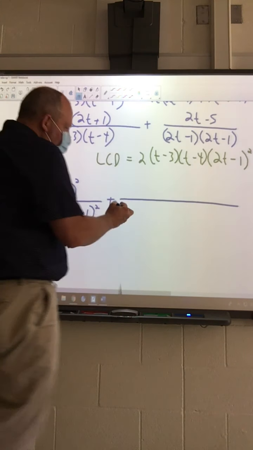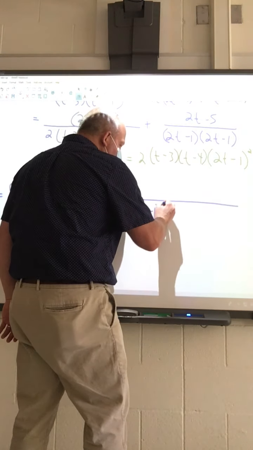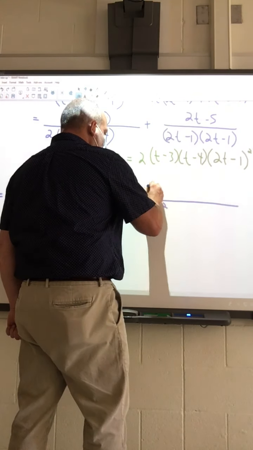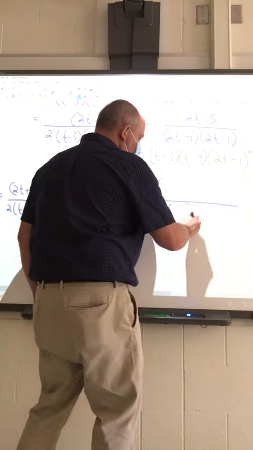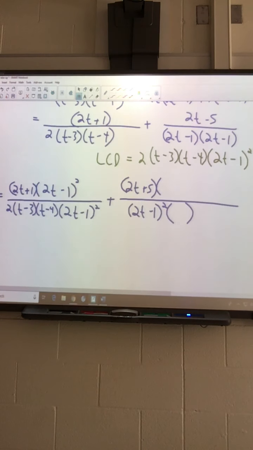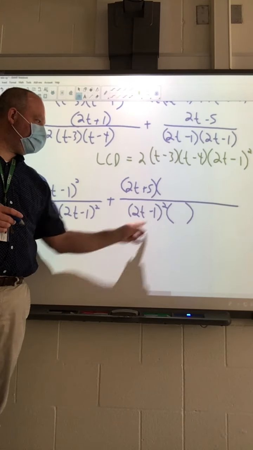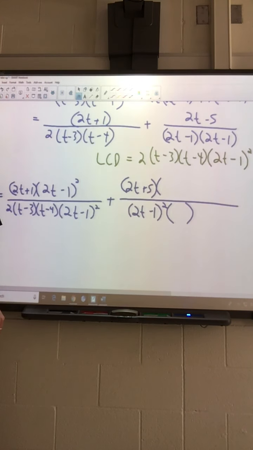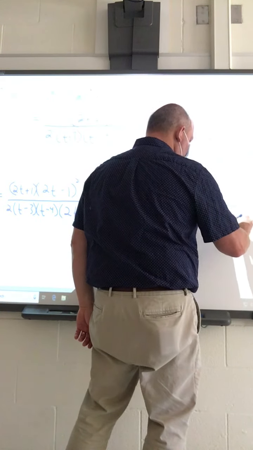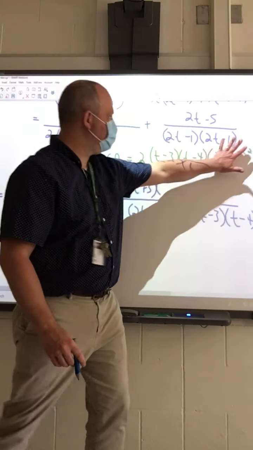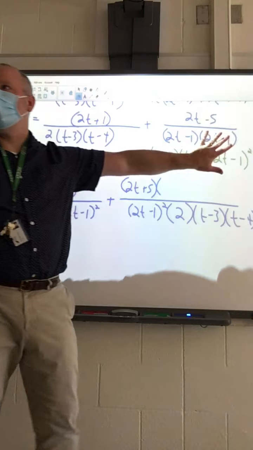Now for this one, of course, I'm going to write it as 2t minus 1 squared. Okay? And my top is 2t plus 5. What am I missing? Although the order looks different, it doesn't make a difference. What am I missing from my denominator? Little hint there. Here's my common denominator. Here's what I have. What do I need? Yeah? 2, t minus 3, and t minus 4. Yeah, you basically say, I got that. What do I need? That, and that. Right?